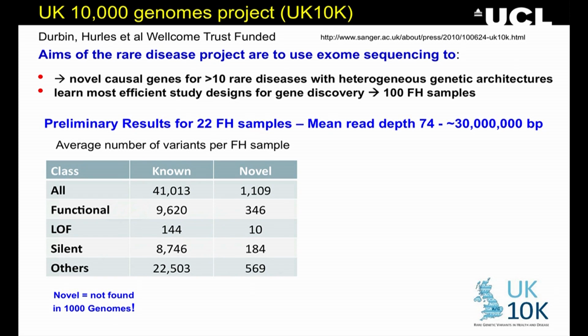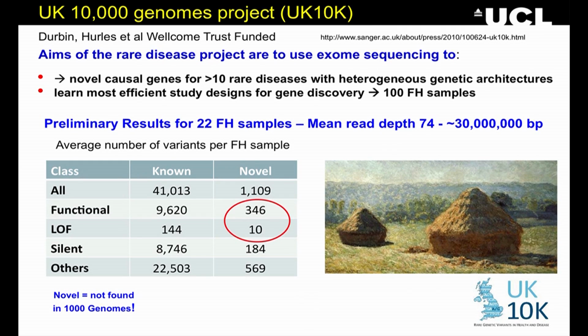Now, the problem is the bioinformatics. We are drowning in data, and we don't know what to do with it. One of the projects I'm working with is funded by the Wellcome Trust, and it's called the UK 10,000 Genomes Project, and they're doing just that. They're sequencing the entire genome of about 6,000 individuals, and just the exomes, the part that codes for proteins, in about 4,000. And we're providing samples from people with this disease, FH, this inherited high cholesterol disease. Here's results for the first 22 of these samples. Each coding part is covered more than 74 times. We get 30 million bits of DNA information.